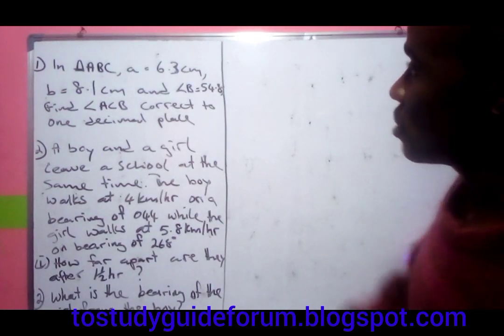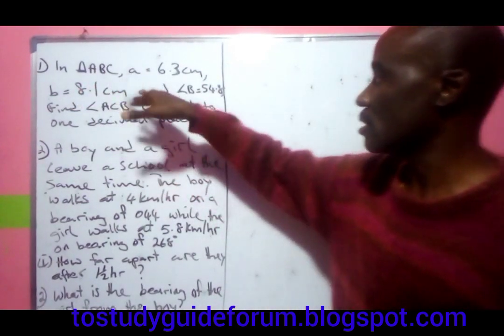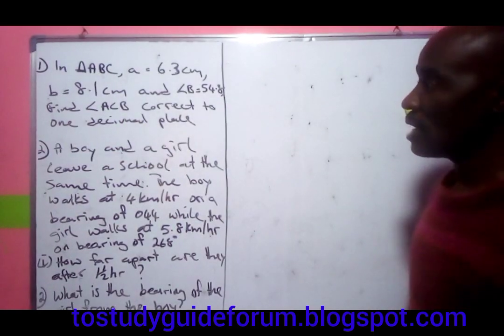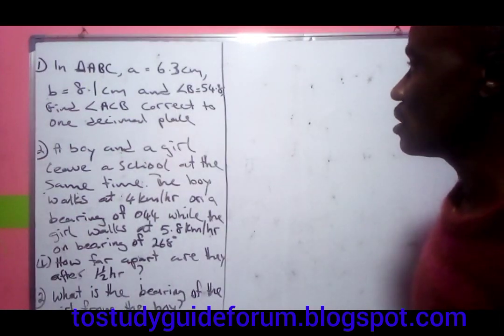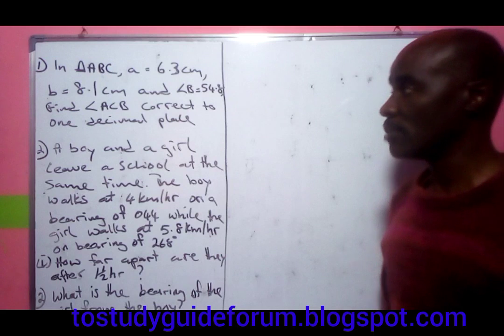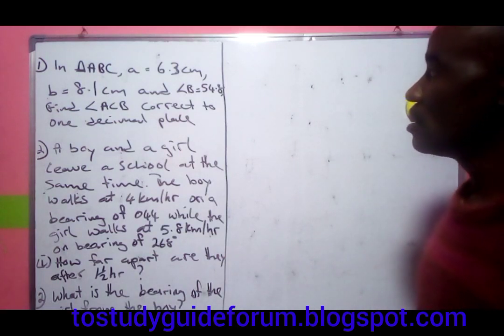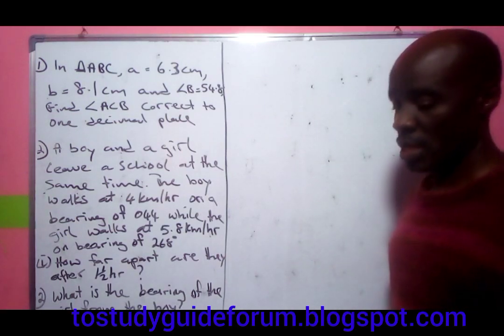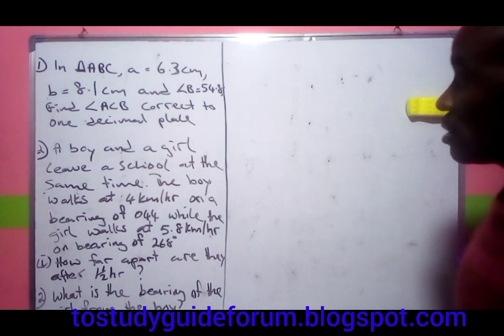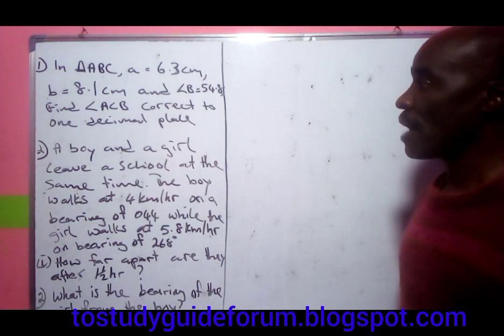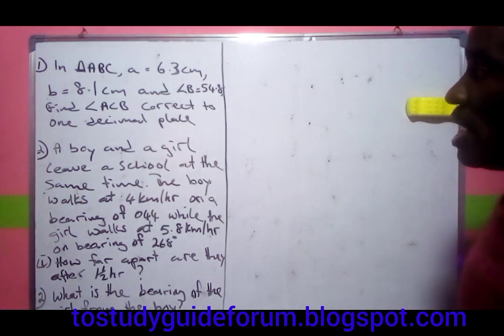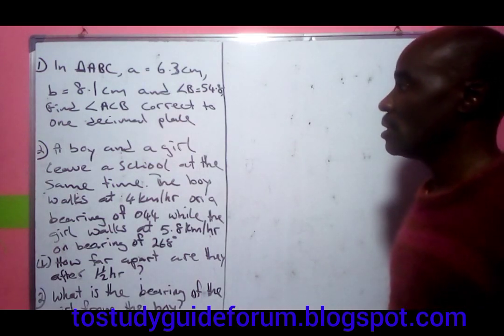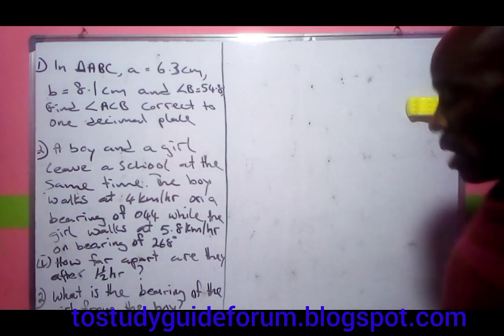In the question, we have a triangle ABC. Side a is 6.3 cm, side b is 8.1 cm, and the angle B is 54.8 degrees. The question says find angle ACB correct to one decimal place.